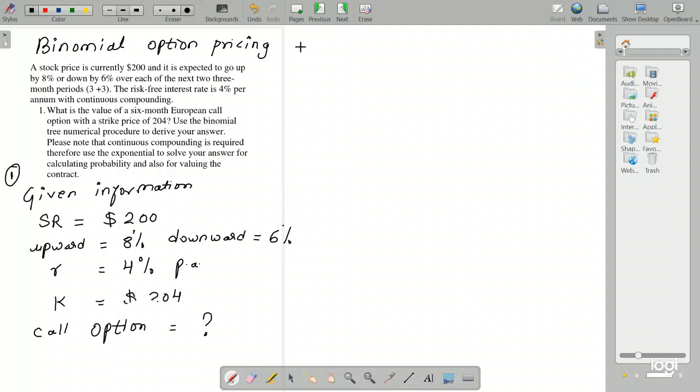Moving on to the second part, that is your second step. The second step says: create a binomial tree. So, create a binomial tree.